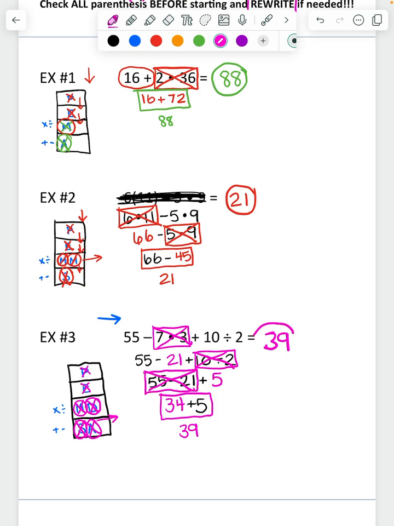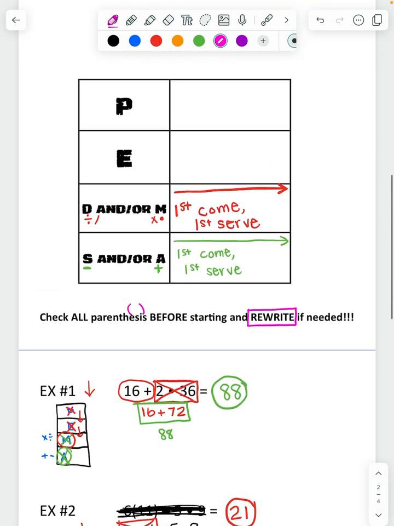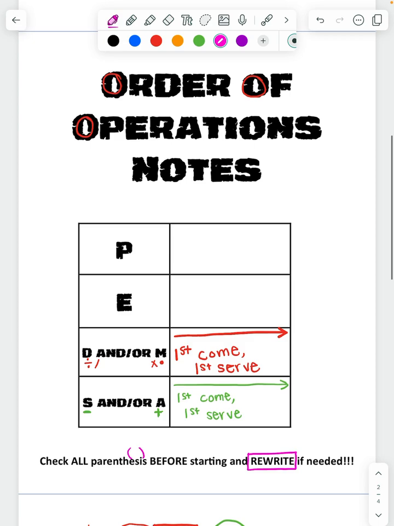All right, so remember in your OOO tower, we start top to bottom, and in the multiply, divide, add, subtract, they are brother and sister. First come, first serve. Whatever comes first in our sentence, that's what we do first.